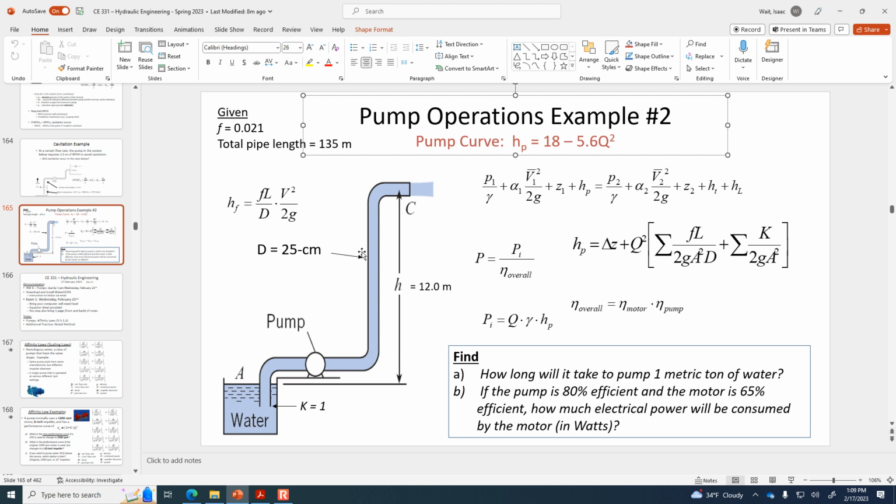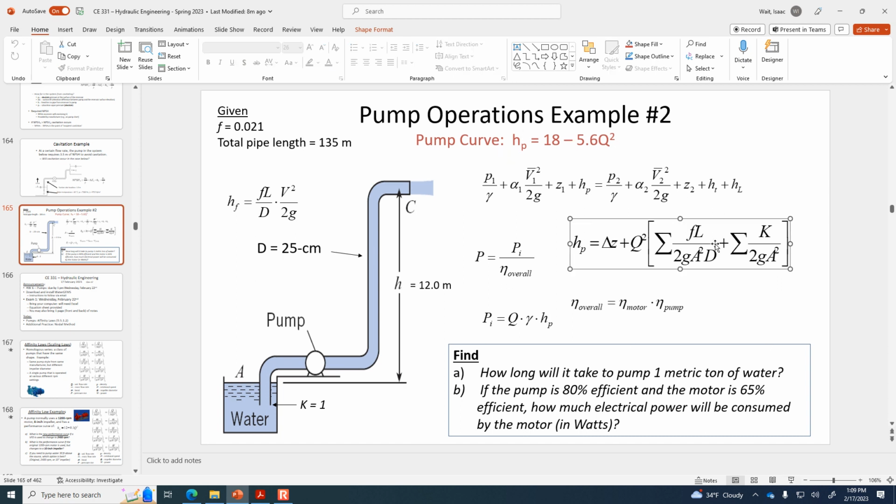And the other part of it is we have to create what's called a system curve. And a system curve is just simply the energy equation rearranged in terms of solving for H sub P. So this formula and this formula are very closely related. It's just we've algebraically isolated H sub P on the left-hand side of the equation. And then on the right-hand side of this equation, the delta Z is simply going to be Z2 minus Z1. So in this case, you can see the elevation difference is 12 meters.